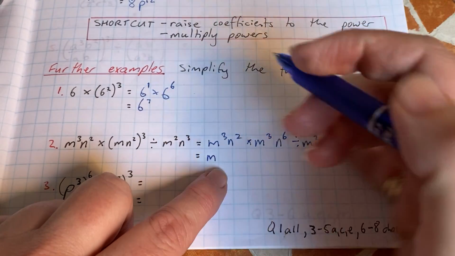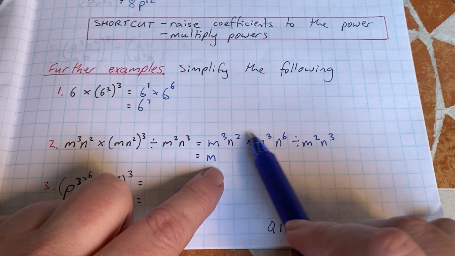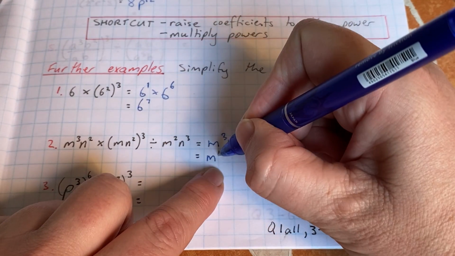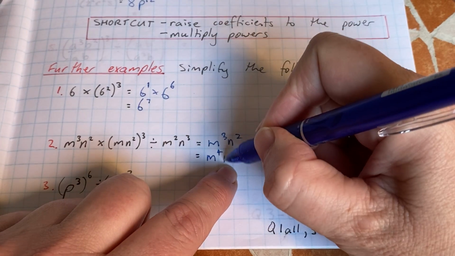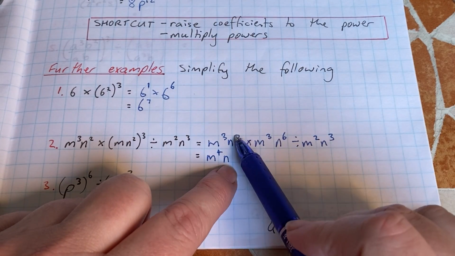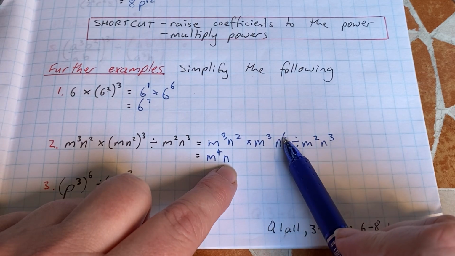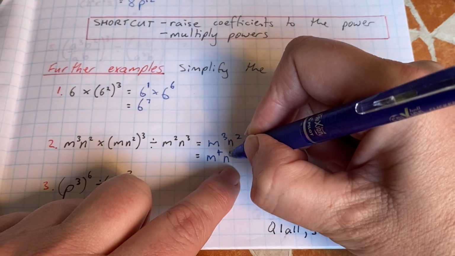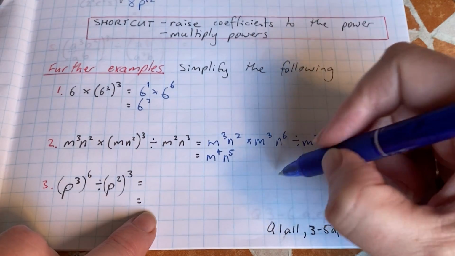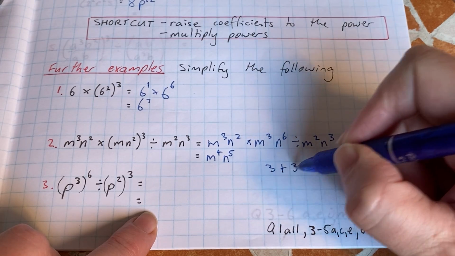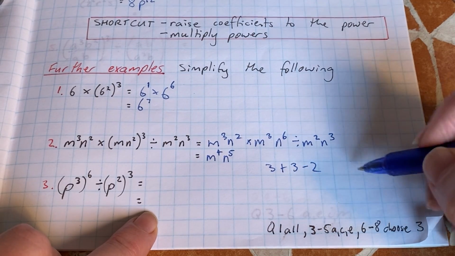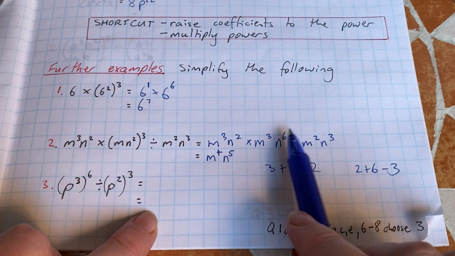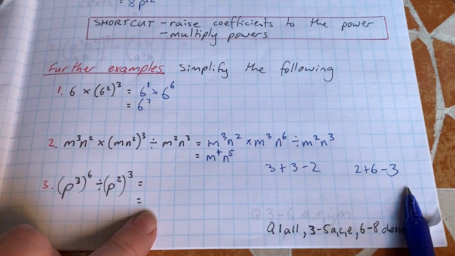So let's see how many m's altogether. 3 there and 3 there is 6 total for the multiplying, minus 2 from there, so 4 m's altogether. With the n's, we've got 2 here and 6 there, so there are 8 n's multiplied together there. And we need to minus the ones from the denominator, so 8 minus 3 is 5. So for the m's, we did 3 plus 3 minus 2. And for the n's, we did 2 plus 6 minus 3, right? 2 plus 6 minus 3. So these are the powers.